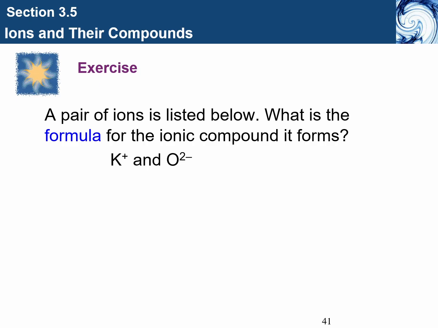So I need to follow my rules, and I know that I have to put my cation first, and cations are positive, so potassium must go first, and I need 2 of those. So I'm going to put a subscript 2, followed up by my oxygen. I don't really have to do anything special with that, other than we leave the 2 minus at home because they cancel out. That would give us K2O. We did it.